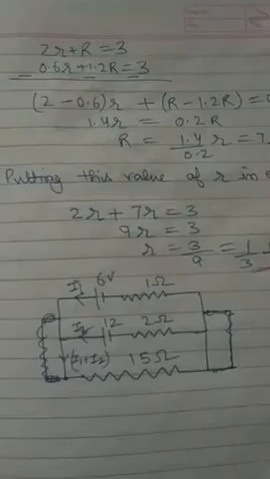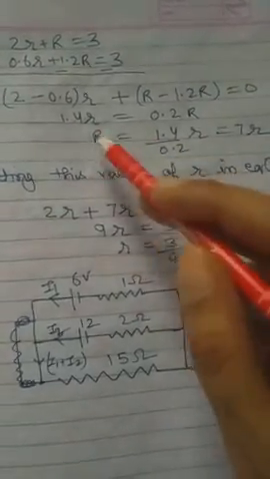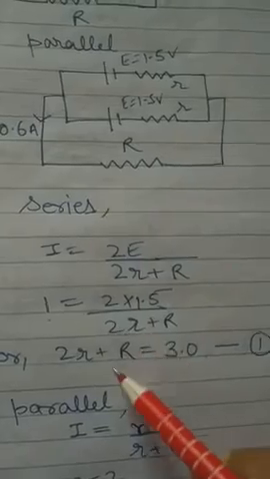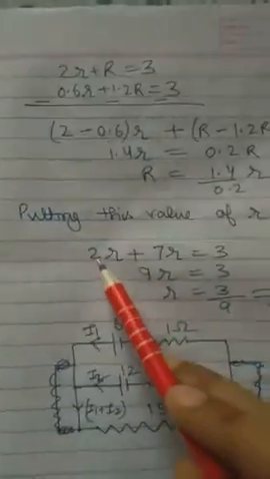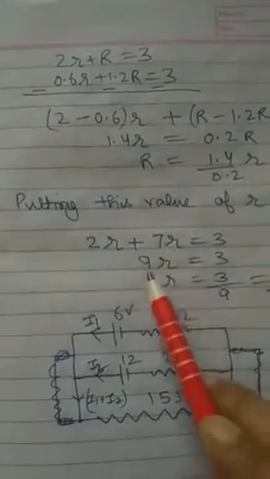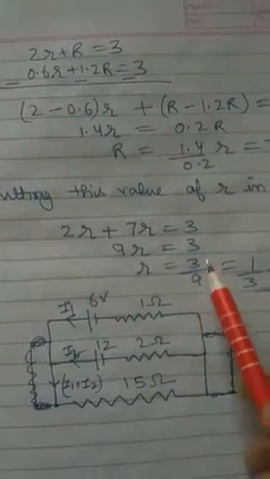Clear? Now we have got the value of capital R in terms of small r, so we put the value of R as 7r in this equation. So we'll get 2r plus 7r equal to 3, 9r equal to 3, r will be equal to 3 by 9, that is 1 by 3 ohm.